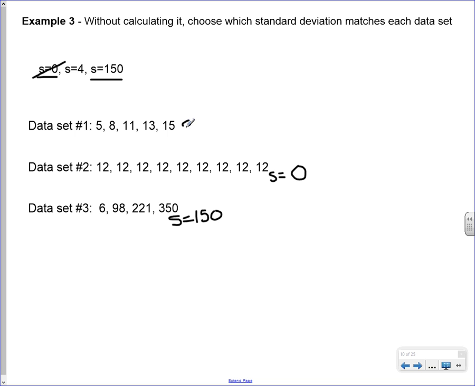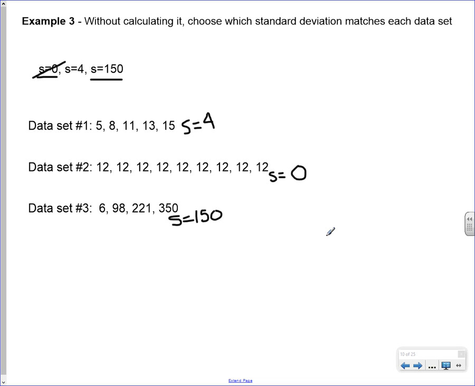And then the last one we have left over is 4. And looking at this data set, 4 makes sense, right? These don't vary a lot. We've got 5, 8, 11, 13, and 15. They do vary a little, right? They're not exactly the same, but they definitely don't vary as much as something like this, right? So 4 probably makes sense.